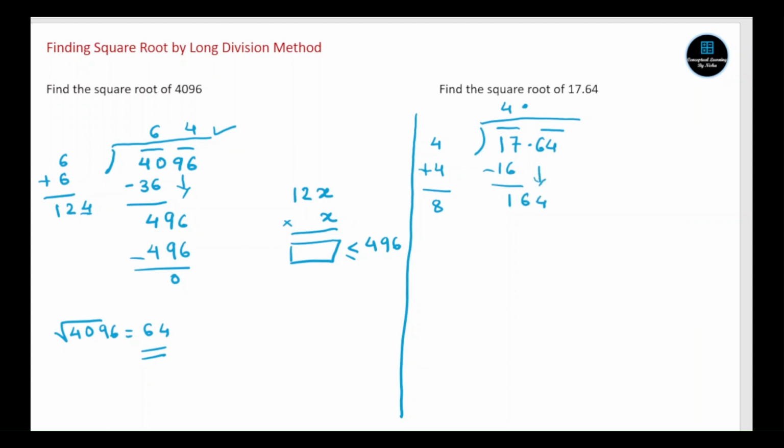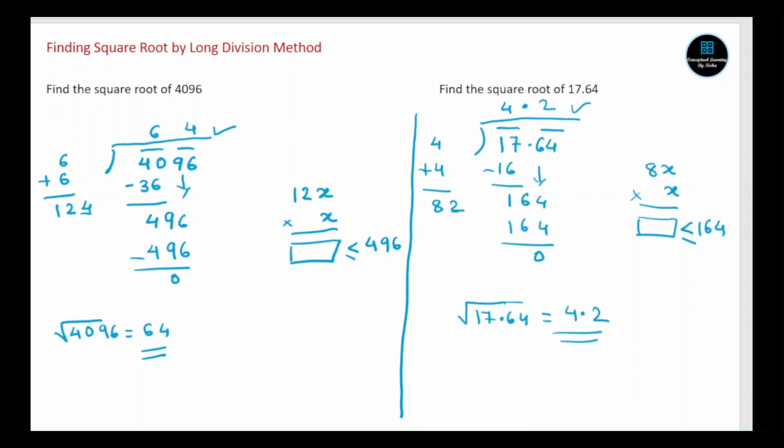Bring 64 down. Now you have to think about some digit x, so that when you multiply it by x, the answer is 164 or less than that. It is very clear that if I put 2 here, I'll get the same thing. So 82 times 2 is 164. So this is 0. I got the answer 4.2. So the square root of 70.64 is 4.2.